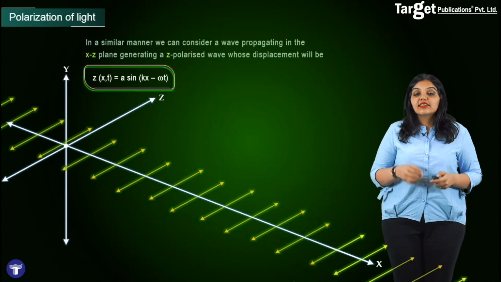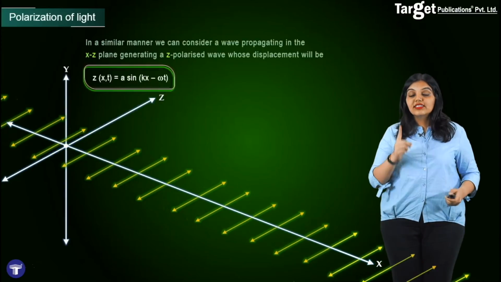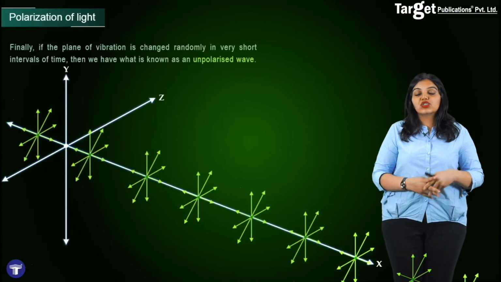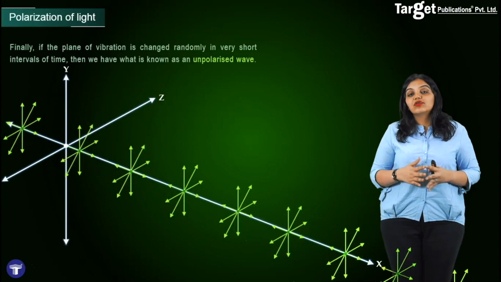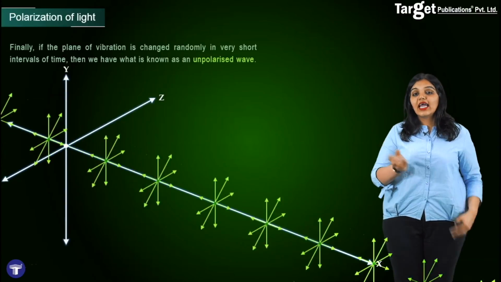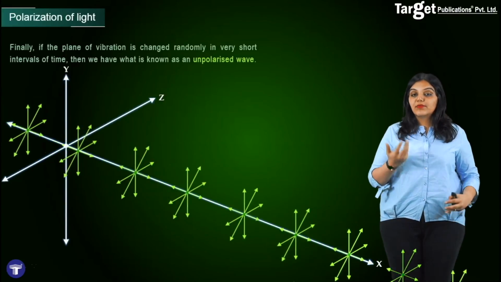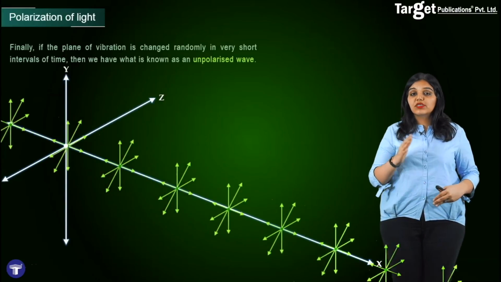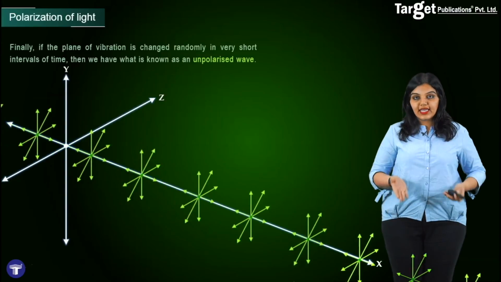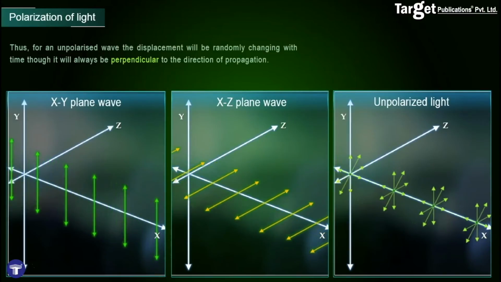Thus, we see that a linearly polarized wave is one which has vibrations confined or restricted only to one single direction. On the other hand, sometimes you have light rays in which the plane of vibration changes with time, and then we have what is known as an unpolarized wave. You can see that these vibrations of the particles lie in all random directions. These arrows represent the directions in which the particles are vibrating. And because these arrows are in all possible directions, this symbol is for an unpolarized wave, telling you that these vibrations are in all directions. Thus, you can see that for an unpolarized wave, the displacement is randomly changing with time.